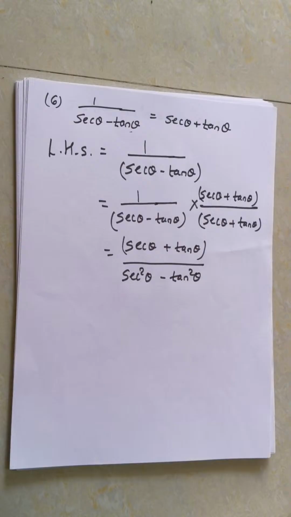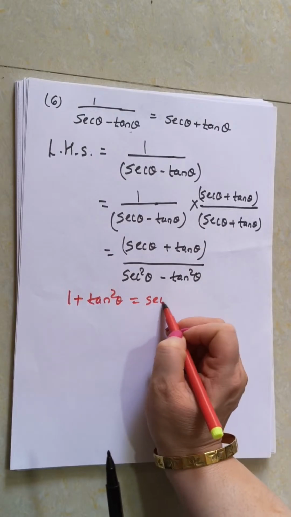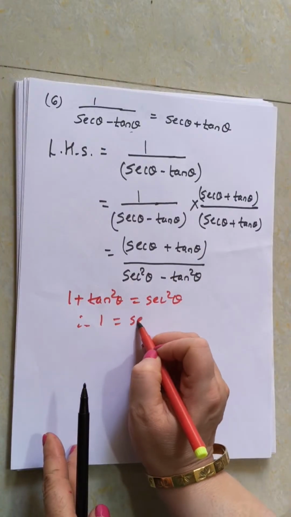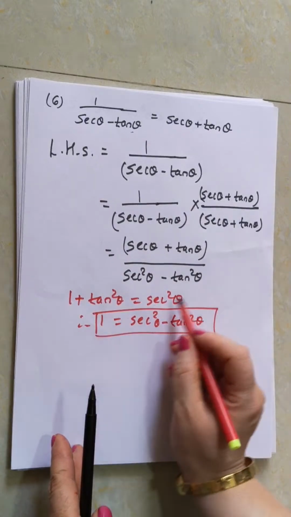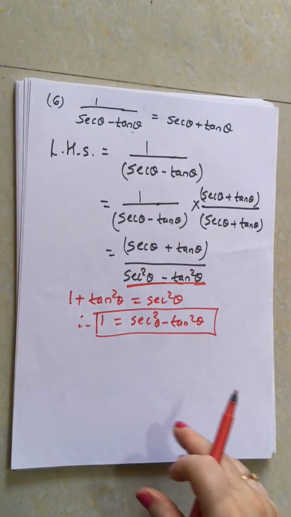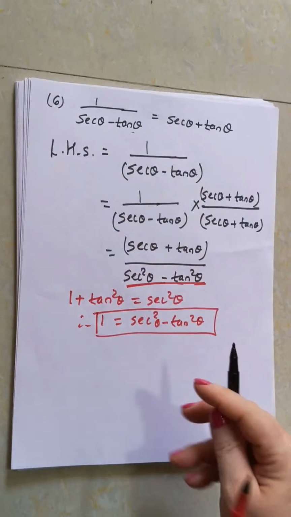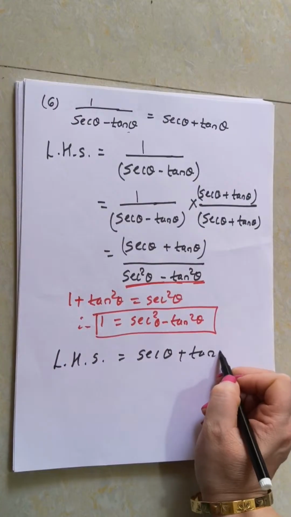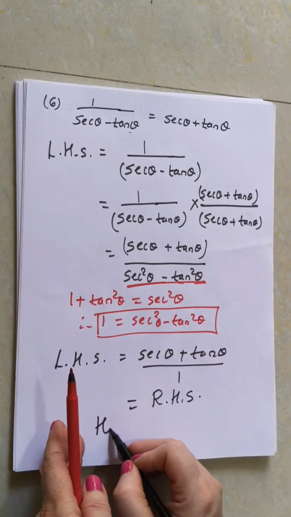And what is that trigonometric identity? That is 1 plus tan square theta is equal to sec square theta. And if I take tan square to this side, then what will happen? 1 is equal to sec square theta minus tan square theta. Okay. So in place of sec square theta minus tan square theta, we are going to put 1. So what will be my LHS? LHS will be sec theta plus tan theta upon 1. And that is only our RHS. Hence it is proved.